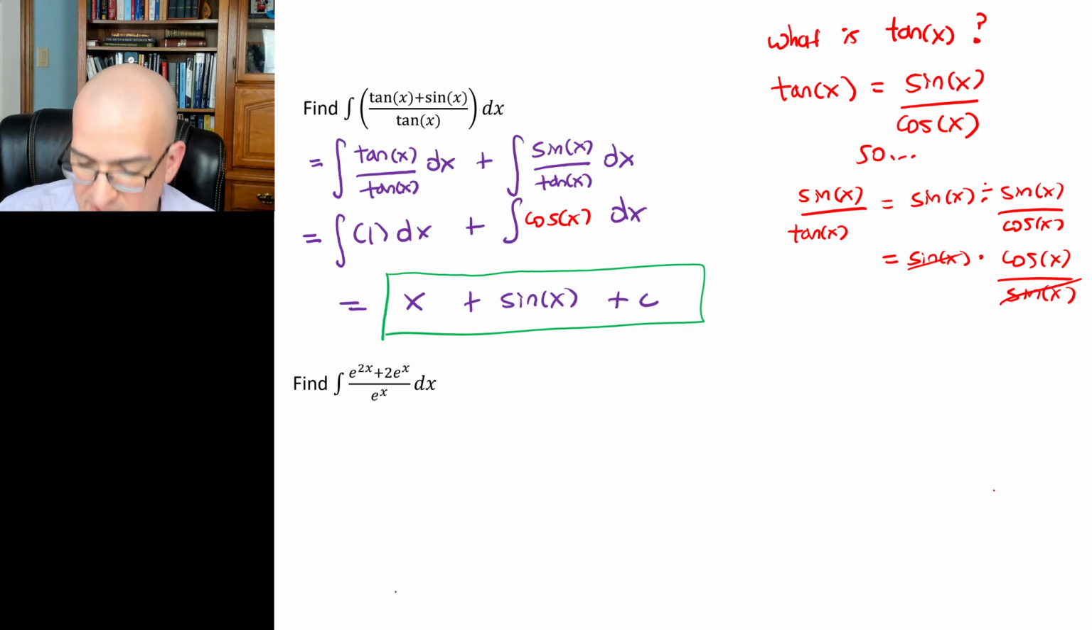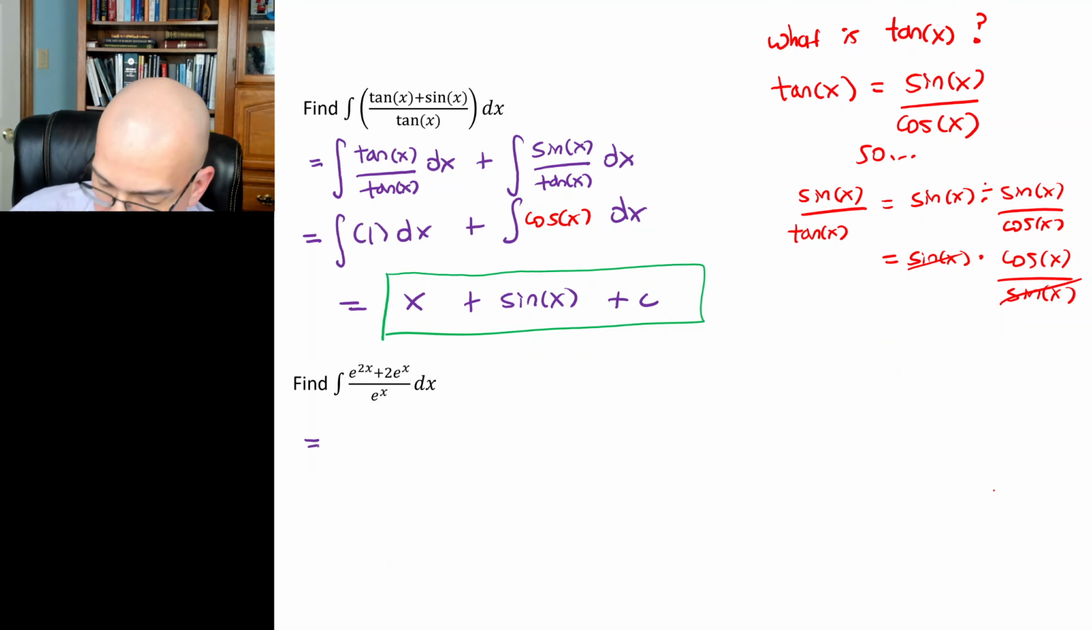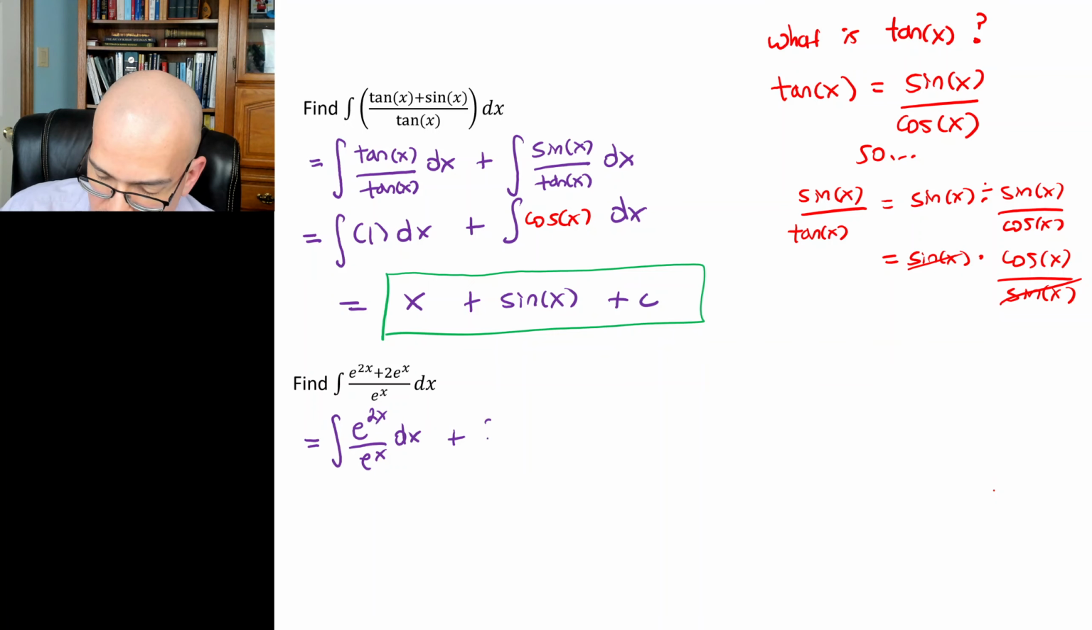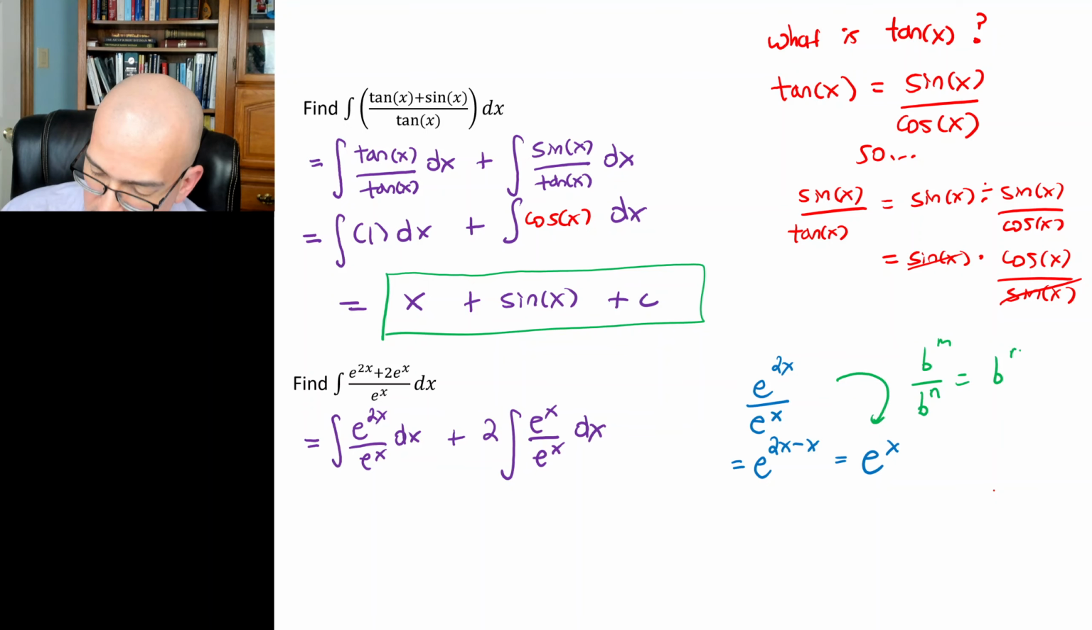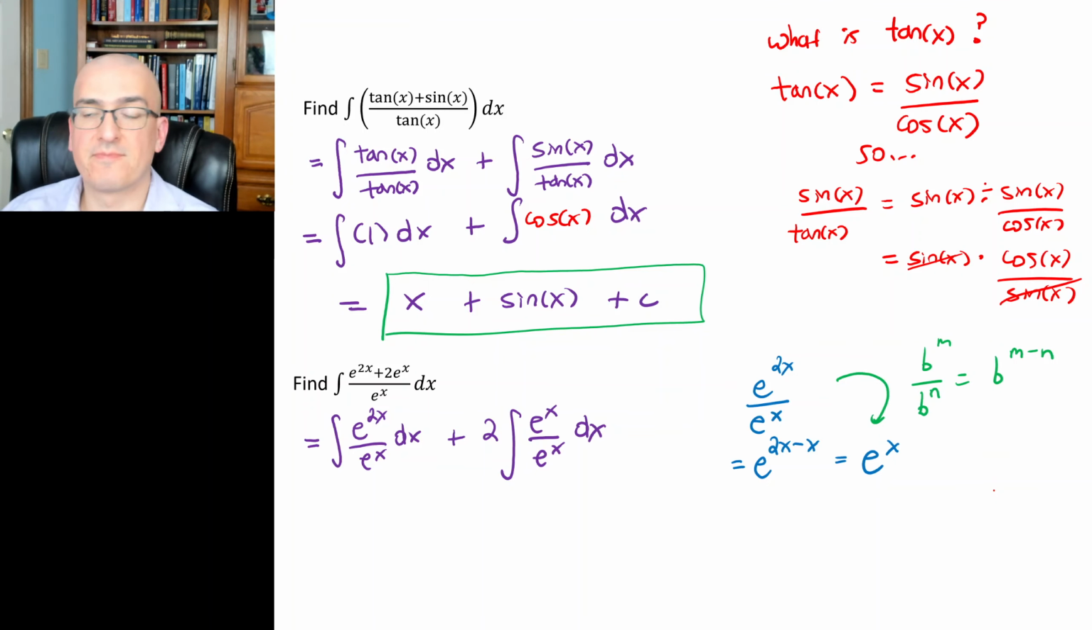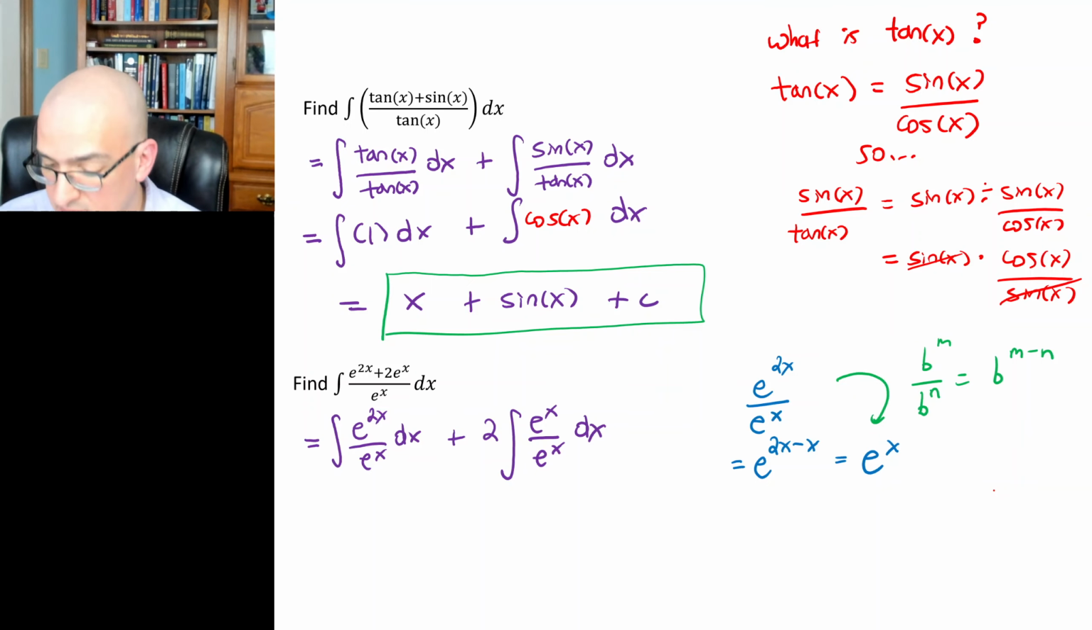Okay, the next one, we're going to do the exact same type of thing. We're going to split it out. We have an integral of e to the 2x over e to the x with respect to x plus 2 times the integral of e to the x over e to the x with respect to x. What is e to the 2x over e to the x? This is e to the 2x minus x, which is e to the 1x. What happened there was we used an exponent law. b to the m over b to the n is b to the m minus n. Subtract the exponents as long as the bases are the same. Our base happens to be e. It looks weird, but it's no different than any other base.